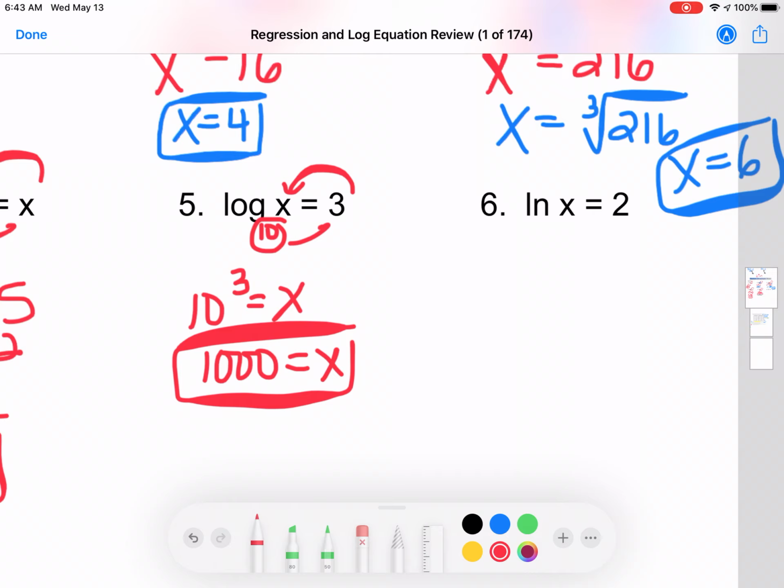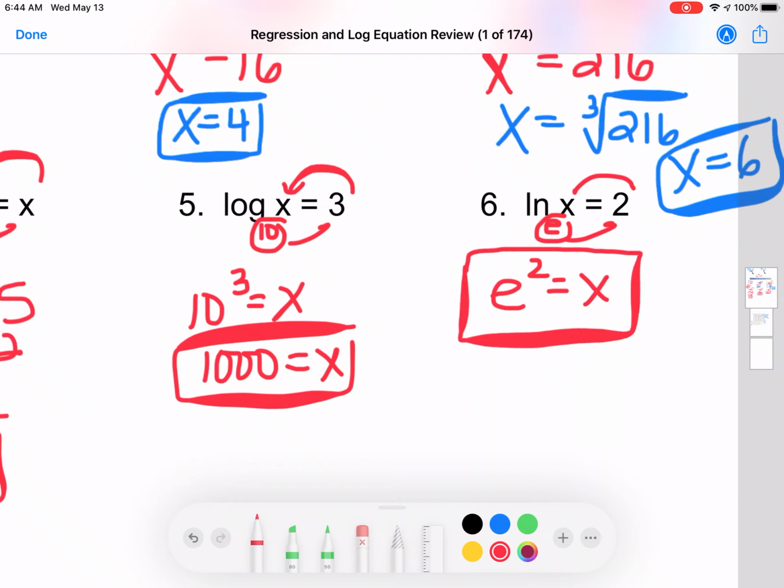And then here's our natural log, ln of x, so there's really a base of e there. e squared equals x. Now they didn't ask for any rounding or anything, so we'll just leave it at that. Remember, e is 2.71, and so on. It's when we have continual growth or decay.